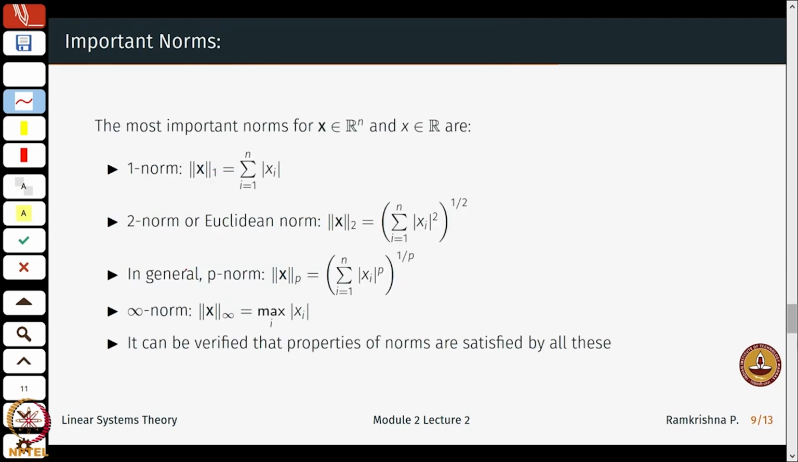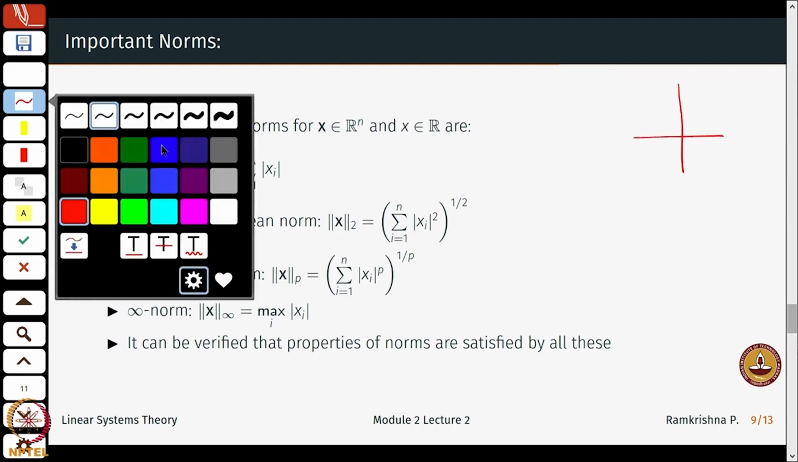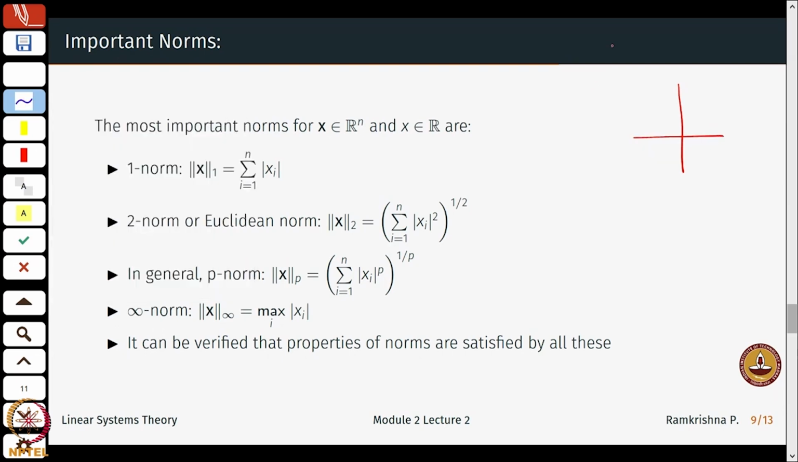Okay. So, just to give some examples of what are norms. Some of the important norms are, so we start with the one norm. I just draw some pictures to make it a little clear. The one norm is the summation of all the magnitudes of those individual xi.